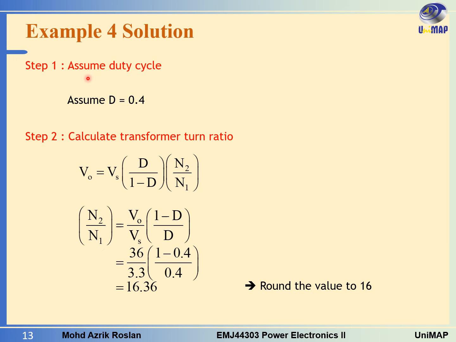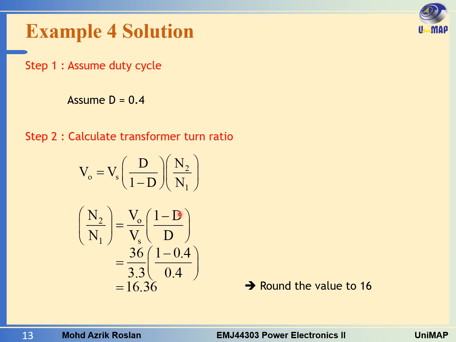This is the solution. The first step is you have to assume the duty cycle. Because this is a design question, usually your circuit will operate around 0.3 to 0.5. So for now, we will assume that our duty cycle is equal to 0.4, and then based on your initial assumption, you will calculate the transformer turn ratio, N2 over N1. Vout equals Vs D over 1 minus D.